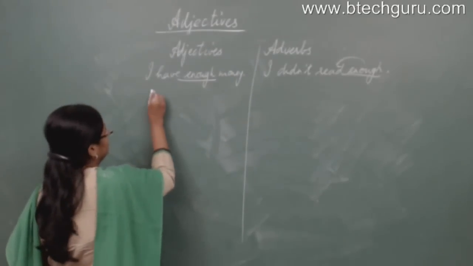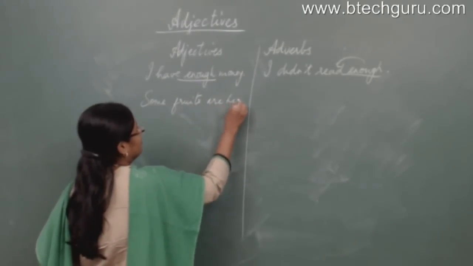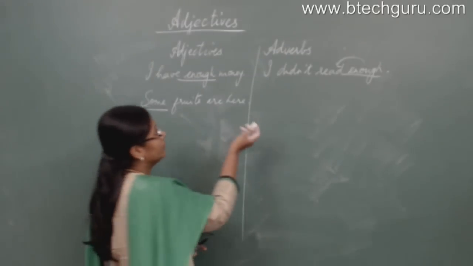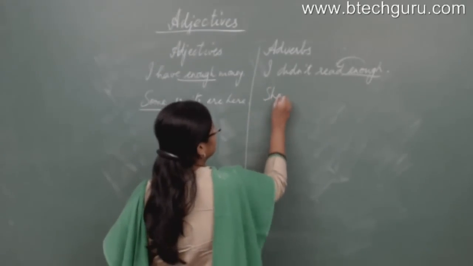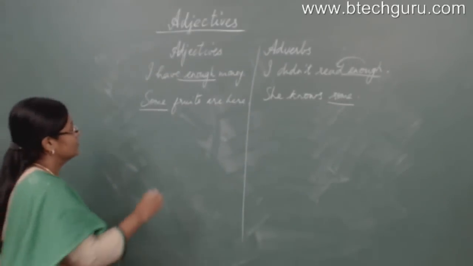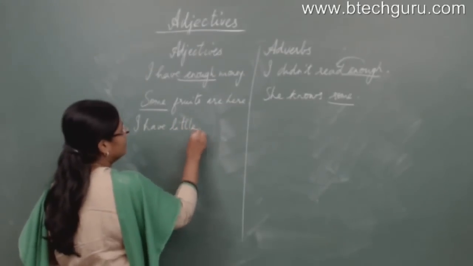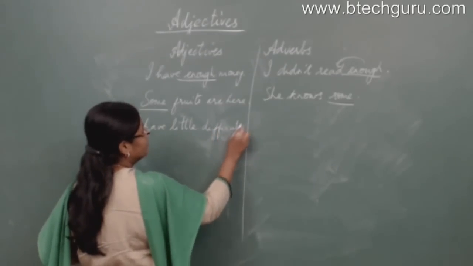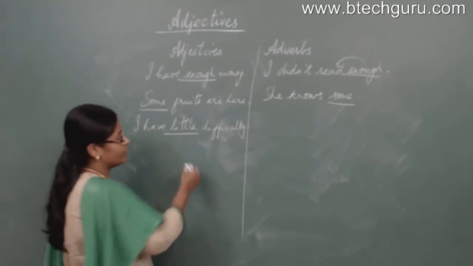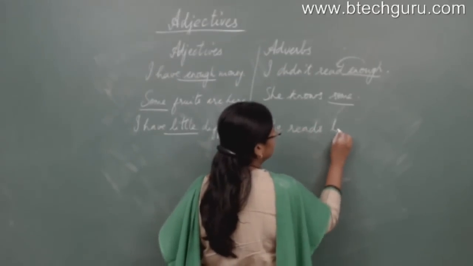Then much or some. Some fruits are here. Here it's an adjective of number. It talks about a countable noun. Then adverbs. She knows some. Then, I have little difficulty. Little difficulty means no difficulty. Remember the word with no article before that. Little means no. I have little difficulty. I have no difficulty. Then she reads little means she does not read at all.